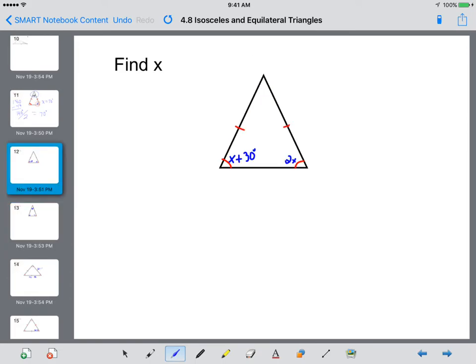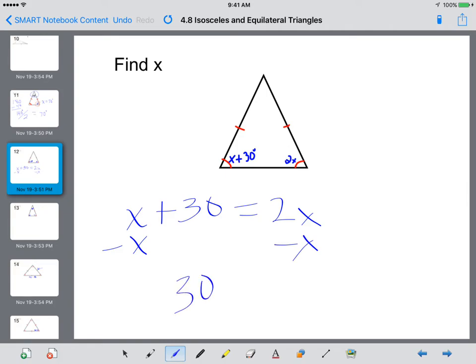Let's try this one. Find x. We know that the angles are congruent, so the sides are congruent. And since we know that these two base angles are equal, I can say x plus 30 equals 2x. Solve for x. So x equals 30.